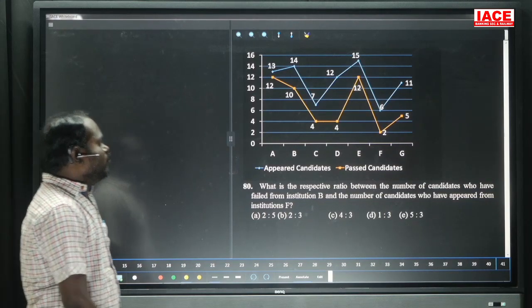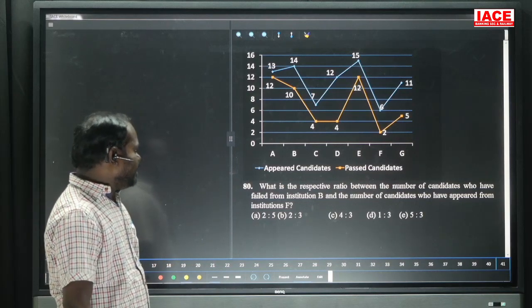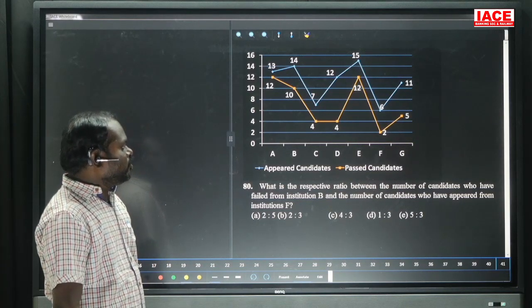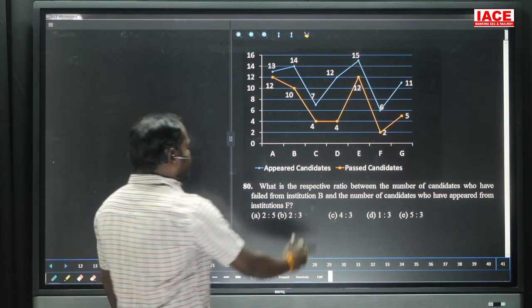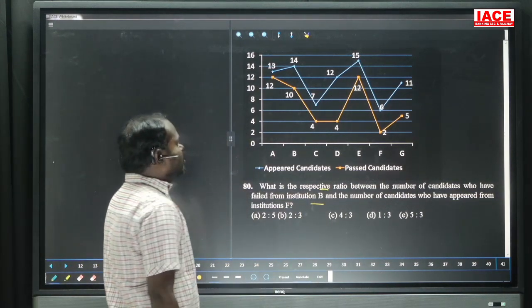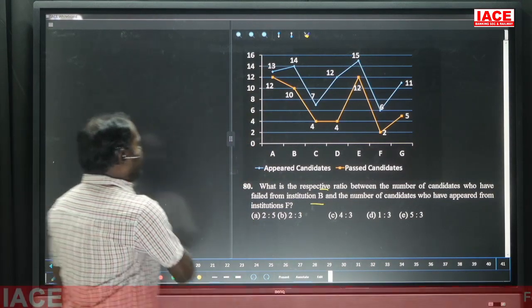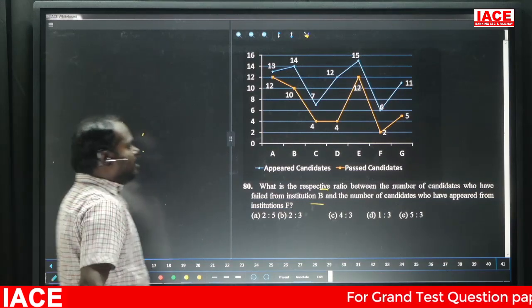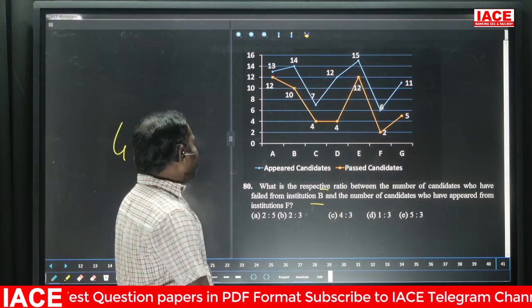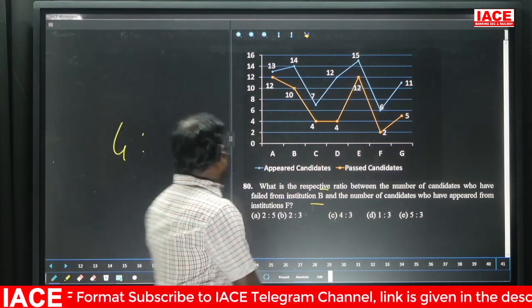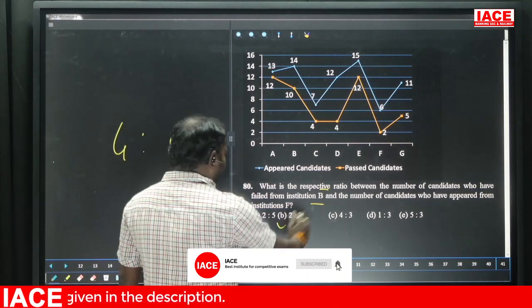80: what is the respective ratio between the number of candidates who have failed from institution B and the number of candidates who have appeared from F? Ratio between failed of B: appeared 14, 10% failed is 4. Candidates who have appeared from F, the blue one, is 6. 4:6 is nothing but 2:3. Option B, 2:3.